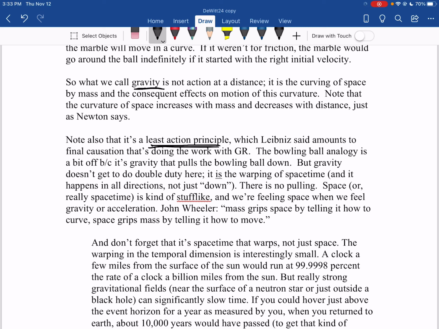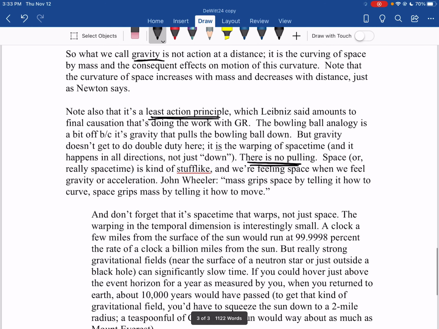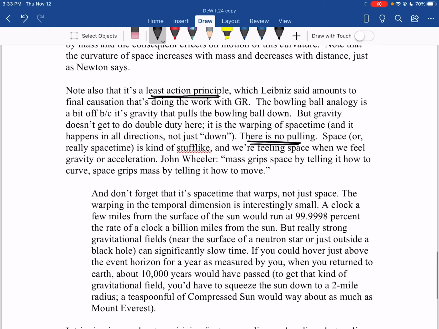So, despite what you probably thought before this class and what you were probably taught in high school, there is no mysterious action at a distance pulling force. It's not pulling. Space is kind of stuff-like, and we are feeling space when we feel gravity or acceleration. The physicist John Wheeler puts it by saying mass grips space by telling it how to curve, space grips mass by telling it how to move. So, we are falling through space. This is not as weird as it sounds.